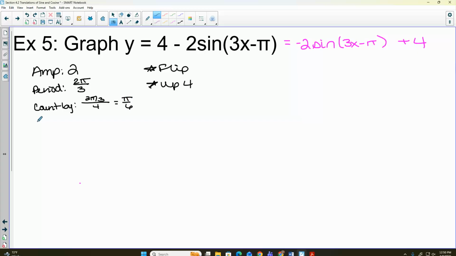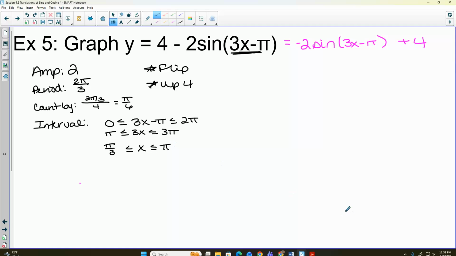Do I need an interval this time? If I have anything added or subtracted in my angle, I do. So when in doubt, if you don't know if you need it, just do it. Okay, it won't hurt anything. So we set our angle between 0 and 2 pi. So if I add pi to everything, divide by 3, so I get pi over 3, less than or equal to x, less than or equal to pi.